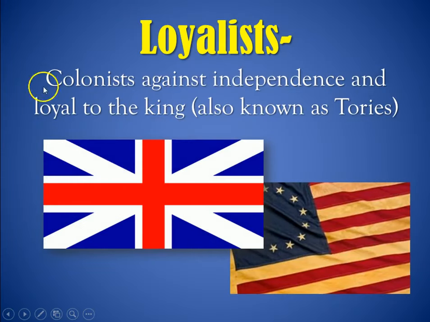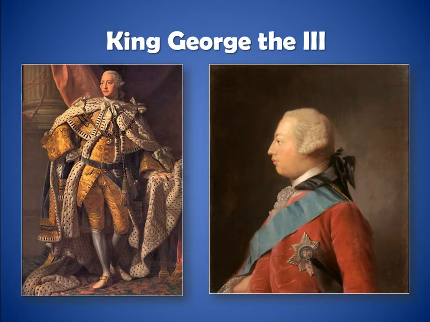But then there was a group called Loyalists, and they were colonists against independence and loyal to the king. They were also known as Tories. So there were many colonists living in the colonies who thought they should not have independence from the British Crown, and they fought on the side of the British. They were called Loyalists. And of course we know across the ocean was King George III.